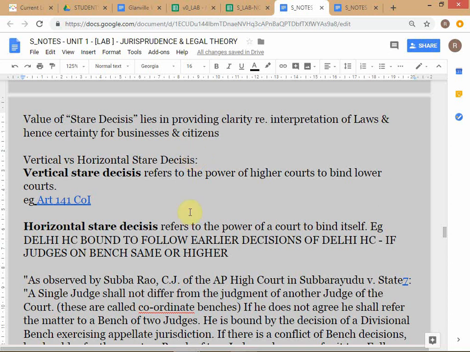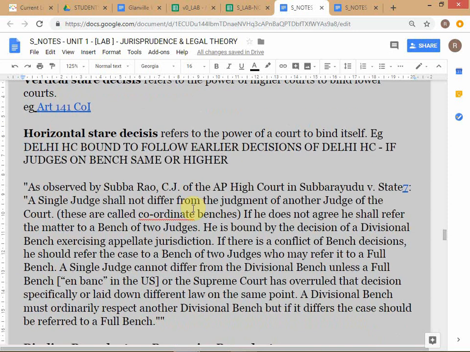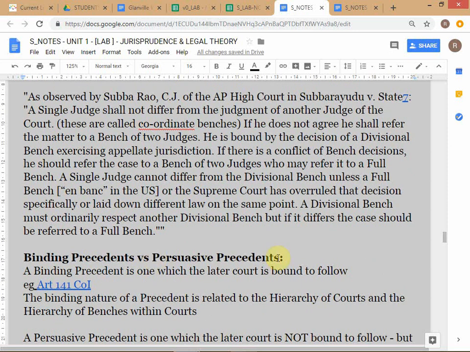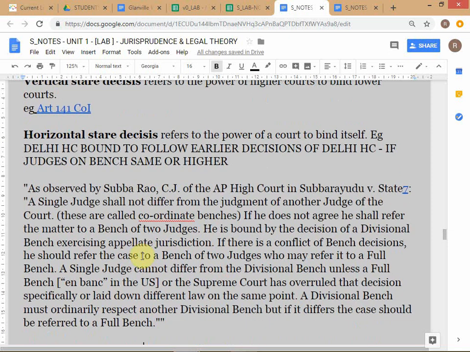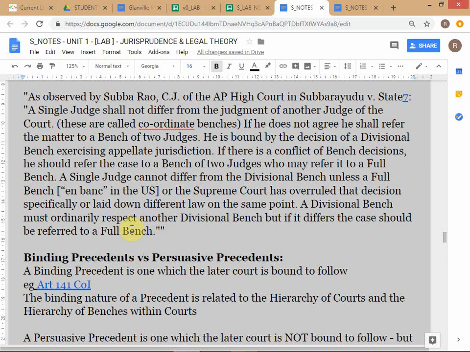Here there are actually two sets of terms we need to learn: vertical versus horizontal stare decisis, and binding versus persuasive precedents. I gave you an example where you take a decision from the Supreme Court and you're arguing a case in a district court or a high court, and you cite that Supreme Court decision, where the material facts are the same as in your case. It will be a case of vertical stare decisis because the higher court is binding the lower court, and it will also be a case of binding precedent, because the lower court is bound to follow it.